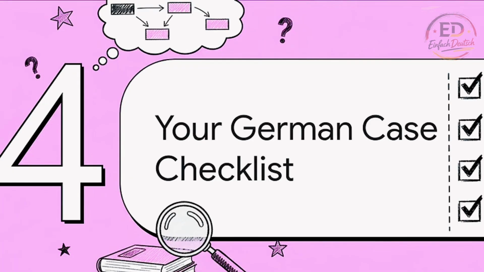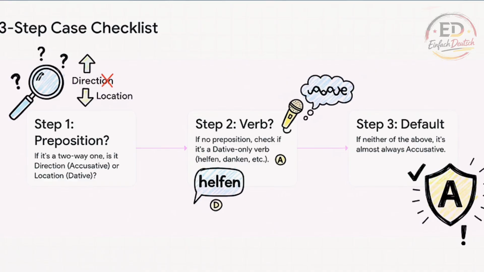Okay, I know that was a lot to take in. So how do you put it all together when you're actually trying to speak or write? Let's boil it all down into a super simple, practical checklist you can use every single time. Here it is, your 3-step guide. First things first, always scan the sentence for one of those 9 two-way prepositions. If you see one, you know what to do. Ask the direction versus location question.